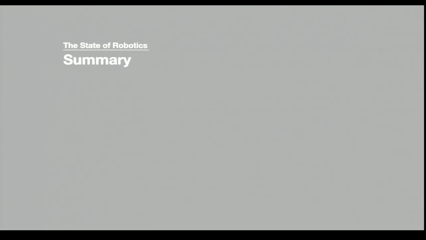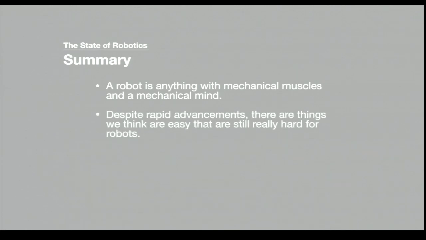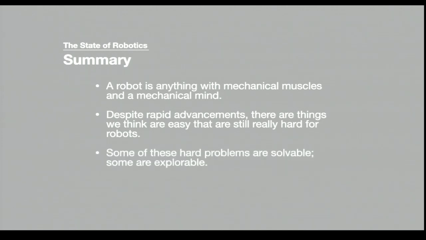So just to summarize this first section, I see a robot as anything with mechanical muscles and mechanical minds. With that expanded definition, we can consider a 3D printer a robot, maybe even a washing machine or a dishwasher, as well as the more normative humanoid robots, bipedal robots, quadrupedal robots, drones, and all these other things. Despite all of the rapid advancements we're seeing today, there are still things that are really hard for robots to do. Some of these hard problems are solvable, and some of them are explorable.